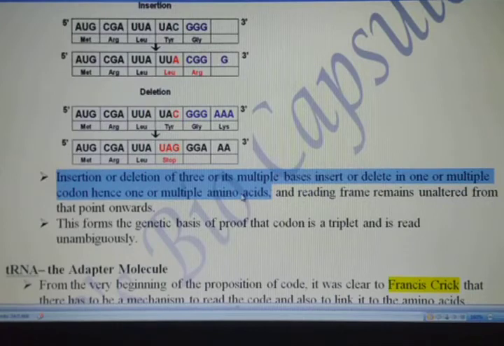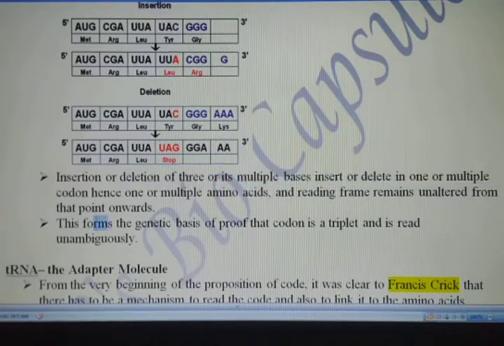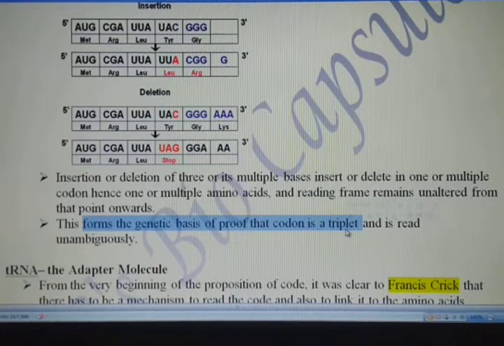Now this mutation that we have discussed forms the genetic basis of the proof that the codon is a triplet. What proof? That the codon is a triplet and it is read unambiguously without any use of punctuation. It is read in a contiguous fashion.